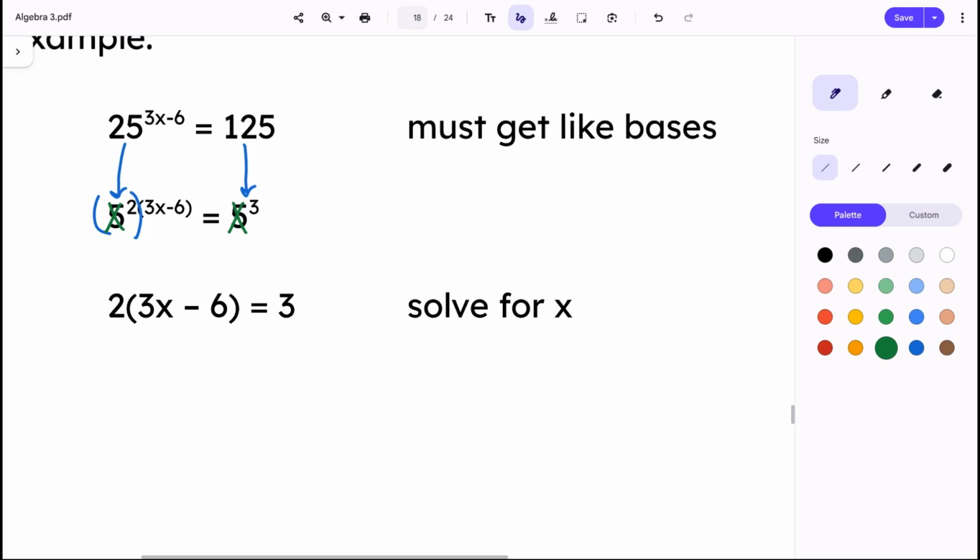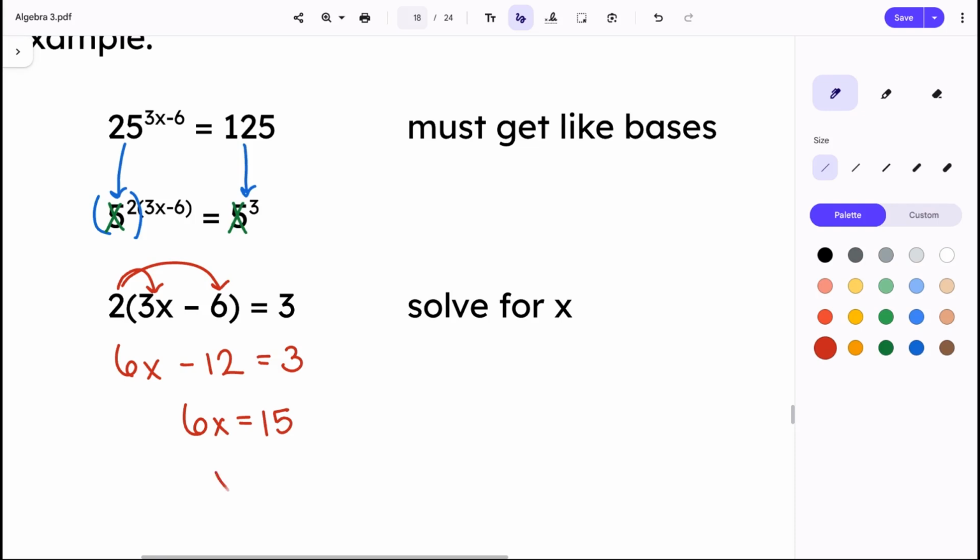Then they took the 3 from the 5 to the third and just dropped that down. So now you can see we've gotten rid of those bases. We're now just working with an algebra problem, and we're trying to solve for x. What I'm going to do first is distribute the 2. So this says 6x minus 12 equals 3. Then we're just going to keep going with this. I would add the 12 over to the 3, so I would have 6x equals 15. Then I would divide by 6.